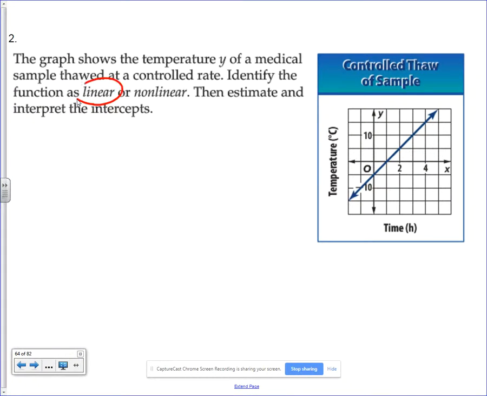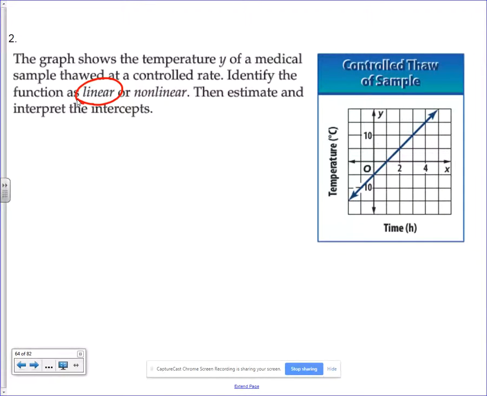Okay, we're linear. How do I know it's linear? It's a straight line. Somebody describe the situation. What's going on here? That last one, we were throwing something into the air. A controlled thaw. What does it mean if I'm thawing something? From frozen to not frozen. Which means, what is the temperature doing? If we're thawing something, we're warming it up to unthaw it, aren't we? So does this line go up? Sure it does.